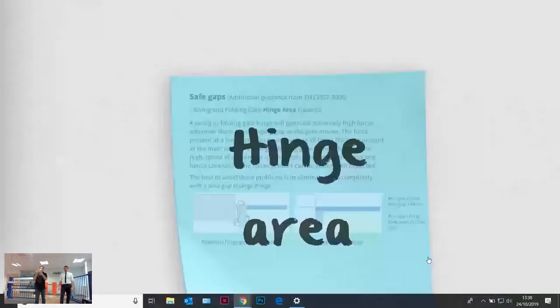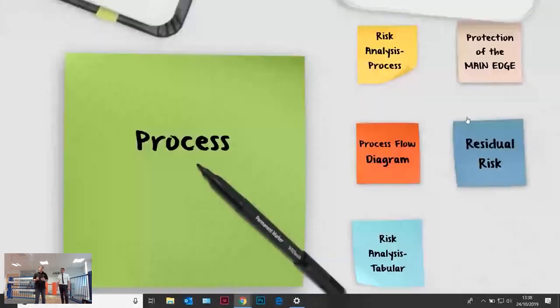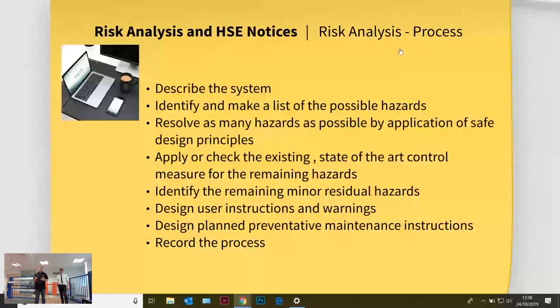Ideally, let's look at the risk analysis process first. So you take all the information we've just been going through. You need to identify and make a list of all the possible hazards. These are ones we've already run through: the shearing, crushing, trapping, dragging. And you try and resolve as many of those hazards as possible by the application of safe designs, like zero gap hinges or a mesh on this gate, which eliminates the shearing point. Exactly. Just doing that, you've automatically got rid of all your shearing risks along the gate.